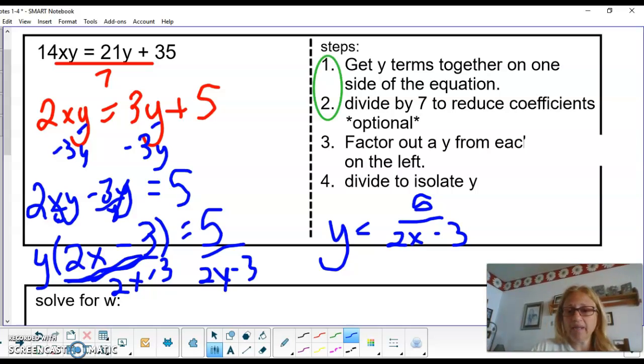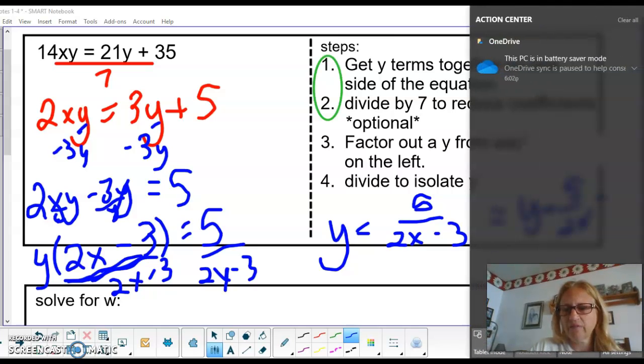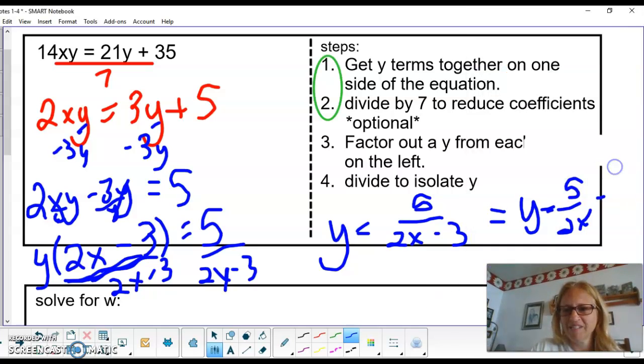Again, if you want to break it into 2, just like we did before, it's 5 over 2x minus 5 over 3. Now, I will tell you, there's no real reason to do this because I can't simplify 5 over 2 and 5 over 3. But you know what? Like I said before, either one works, okay?